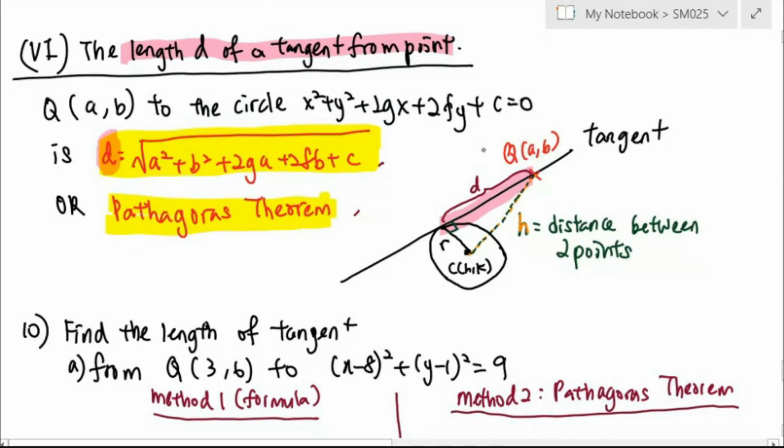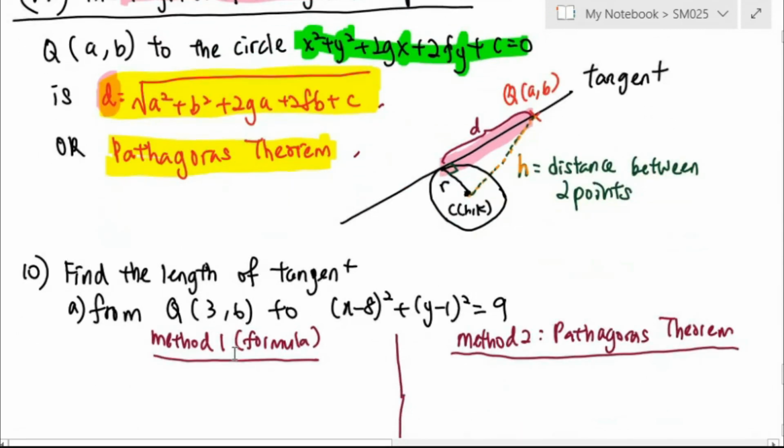So you can see the formula of this distance. It will be similar to the general form of our equation. You substitute your A coordinate into the X and your B coordinate into the Y, then plus C, then you take the square root. So this is the length of the tangent from a point to the circle.